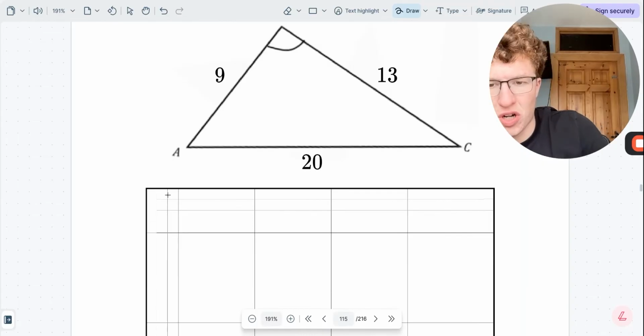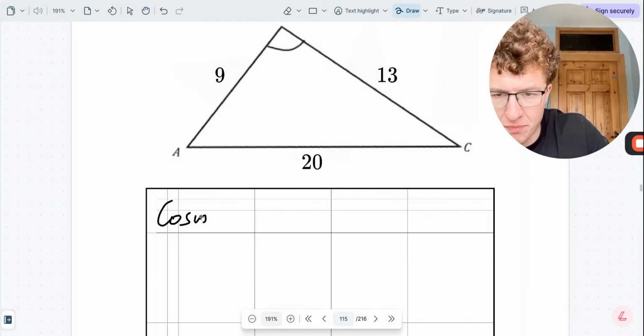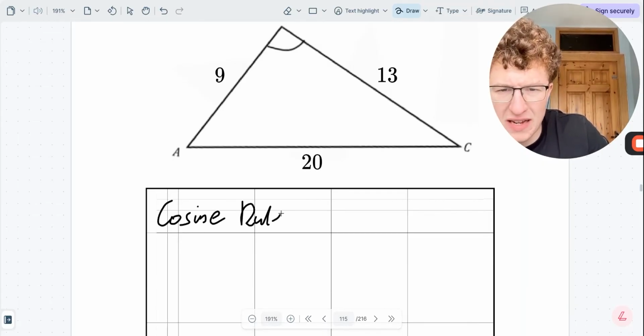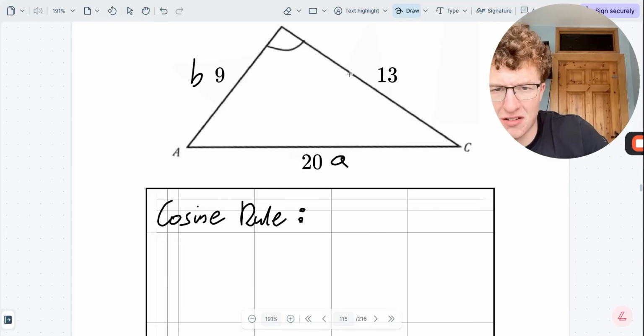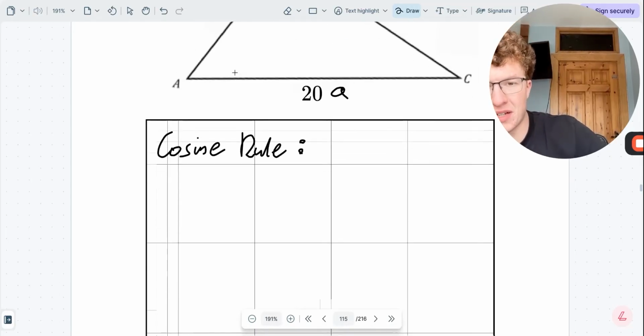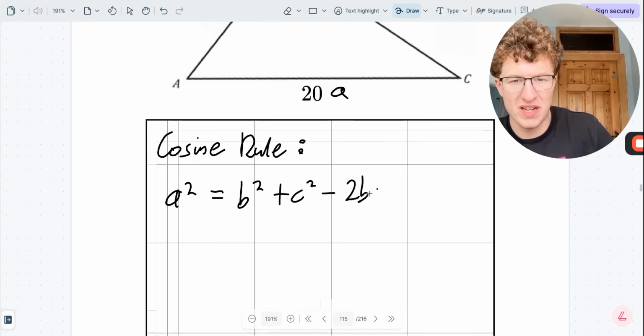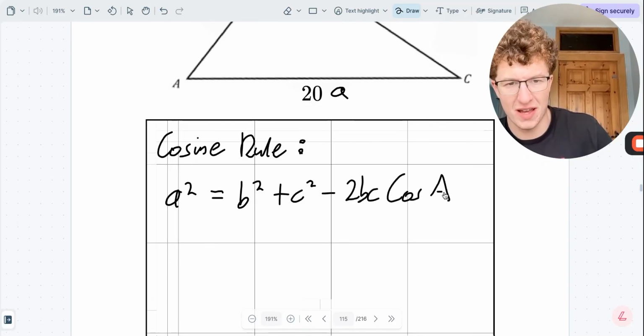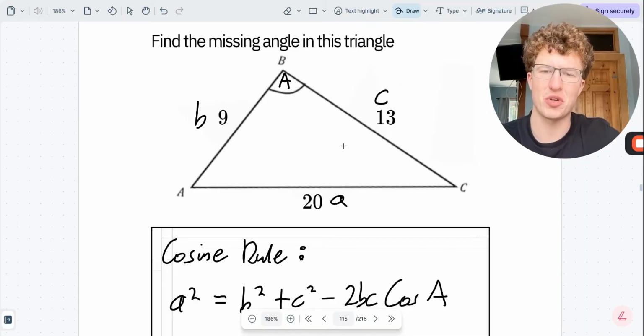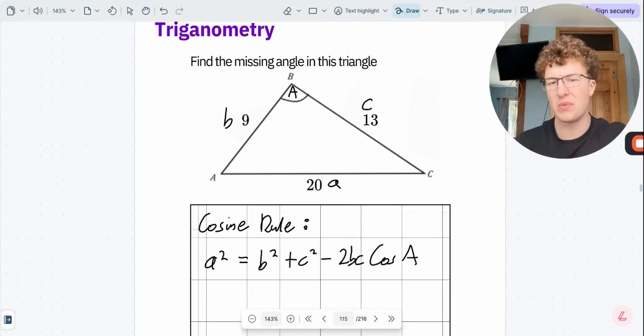In this case, we're going to be using the cosine rule because we don't have any angles. So the cosine rule is going to be, we're going to have this side here is A, this side here is B, this side here is C, and this angle here is going to be capital A. So A squared is equal to B squared plus C squared minus 2BC cosine of A. That's the formula. Make sure you label the triangle properly. That's the only way you could get this wrong.